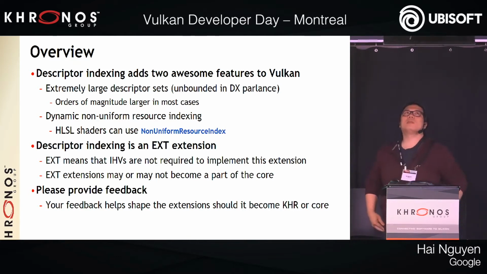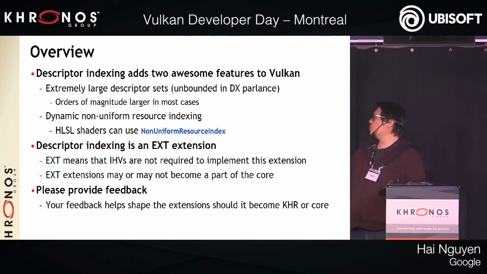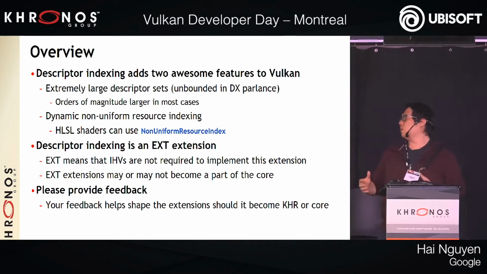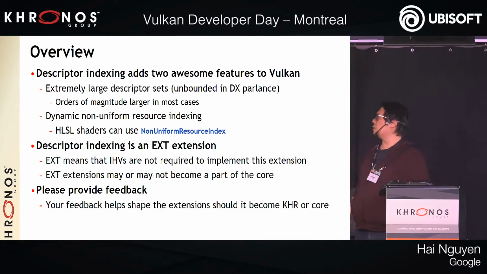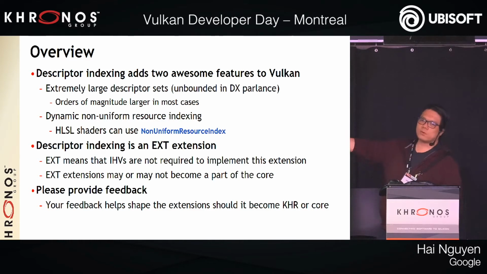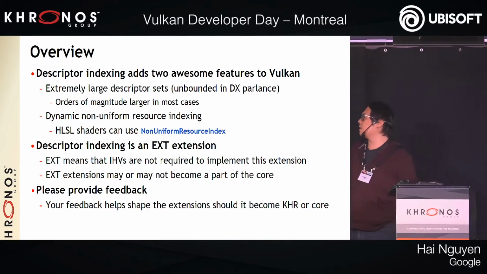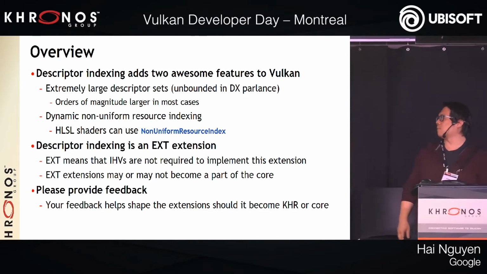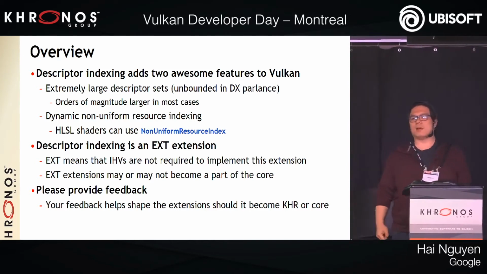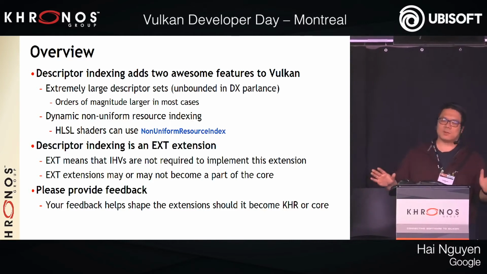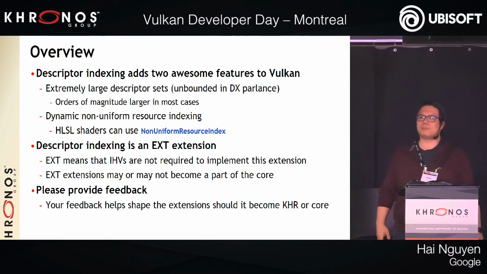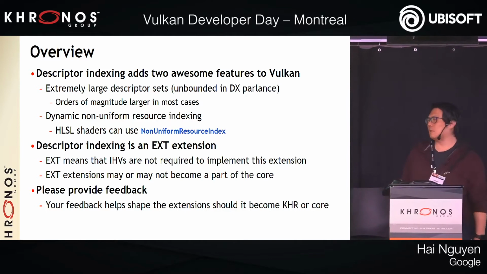And so what descriptor indexing brings is two features to Vulkan. The first one is to have extremely large sets, or unbounded in DX talk, and it's orders of magnitude larger, like crazy large. And the one after that is dynamic non-uniform resource indexing. And this is mostly to make non-uniform resource indexing possible in HLSL. I don't know if you guys are using that yet, but it's been highly requested, and it looks like an awesome feature. I get to write a lot of test code for it, and so I know what it does.